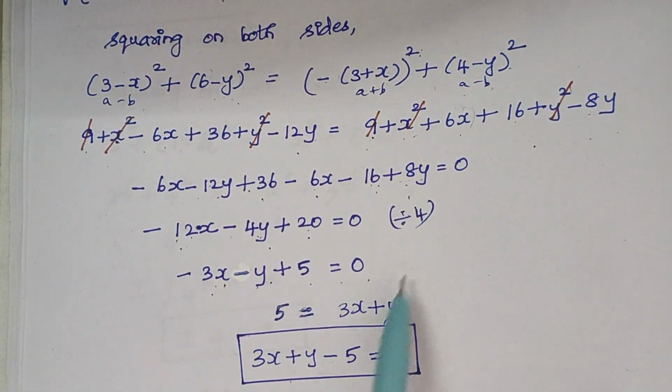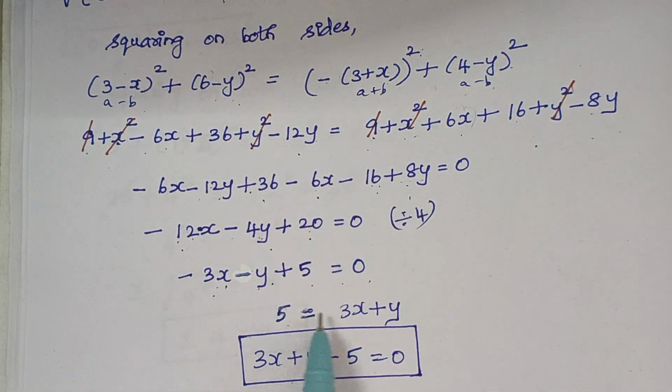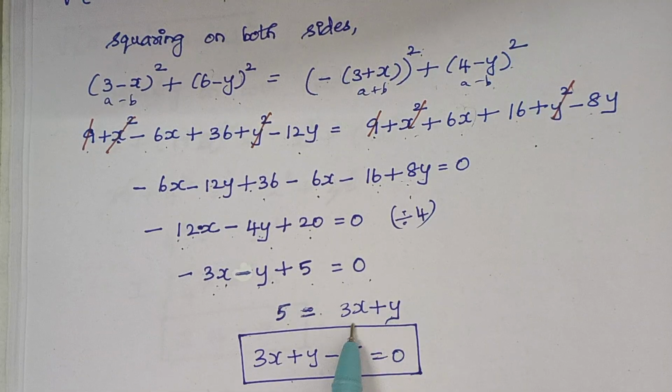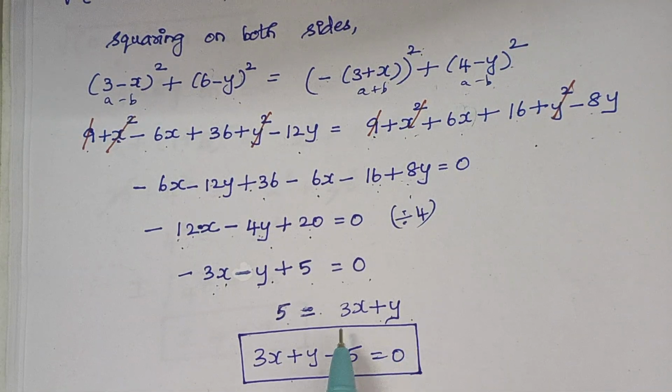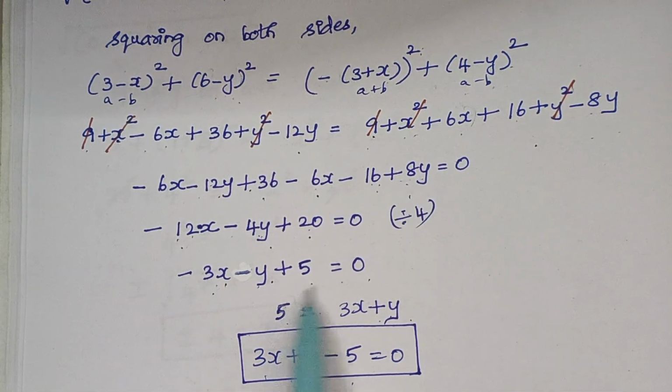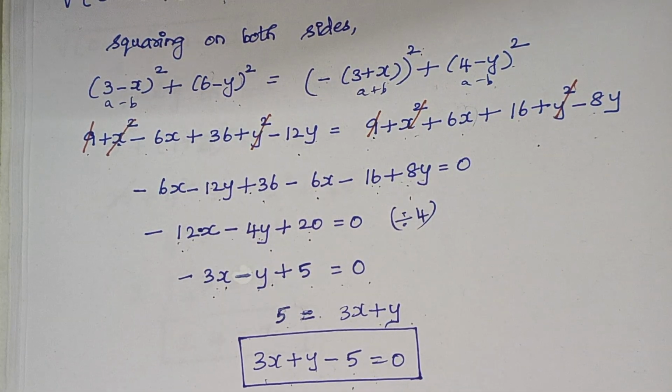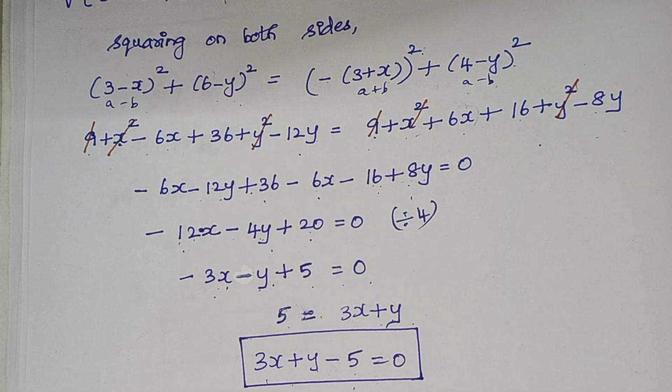So, and finally, when you rewrite, you see 5 is equal to, when I move these two terms to the right hand side, they become positive, right? 3x plus y. And finally, the relationship between x and y is given by 3x plus y, I am moving this plus 5 over here. So, minus 5 equal to 0. So, this is the relationship between x and y for the given problem.